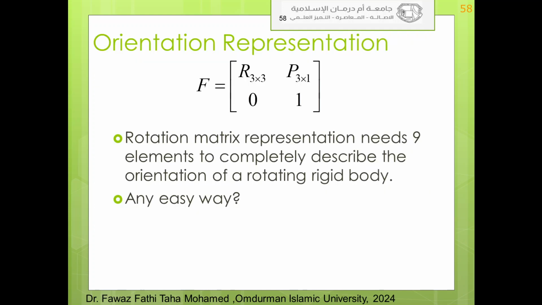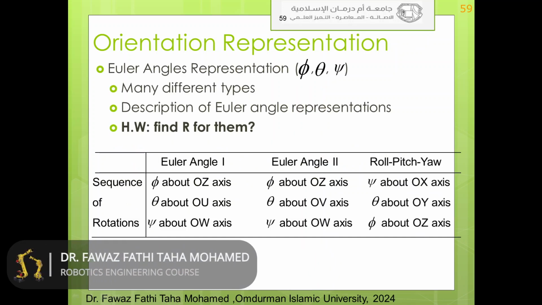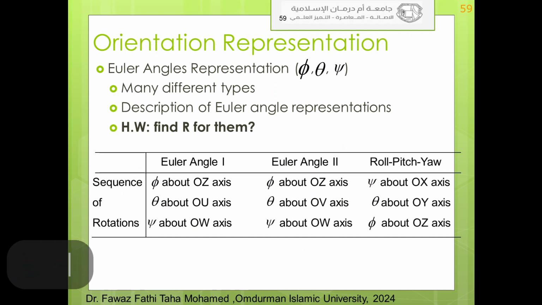Now again we have an important question. The rotation matrix representation needs 9 elements to completely describe the orientation of a rotating rigid body. Is there any easier way, since we have 9 elements? Yes, we have an easy way: the Euler angles representation, the roll pitch yaw representation.